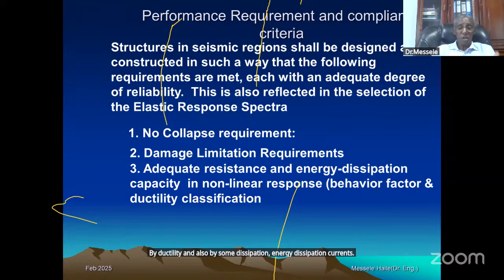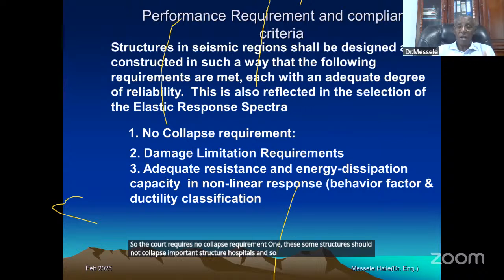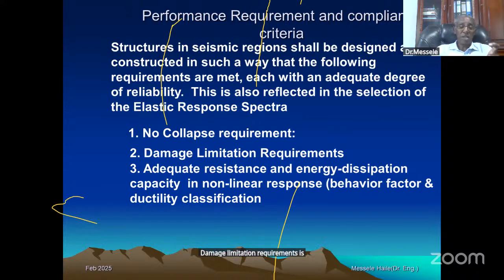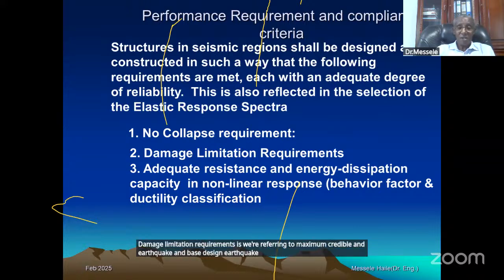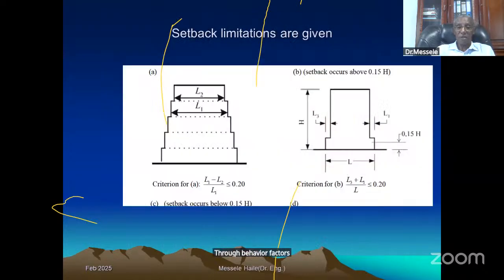So the code requires a no-collapse requirement. One means some structures should not collapse, important structures, hospitals, and so on, even in the event of an earthquake; they have to serve in the aftermath. Then damage limitation requirements, since we're referring to the maximum credible earthquake and the base design earthquake. Then the third important aspect of this code is the resistance and energy dissipation capacity. It's taking care of the nonlinear response, so behavior factors and ductility classifications.